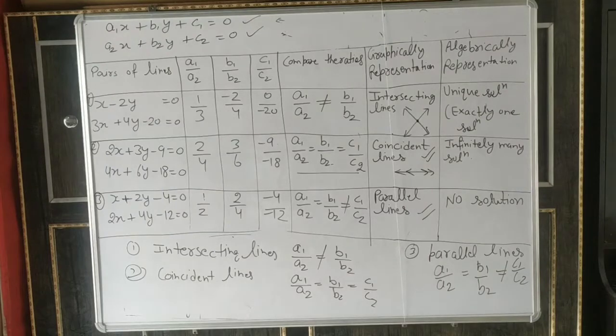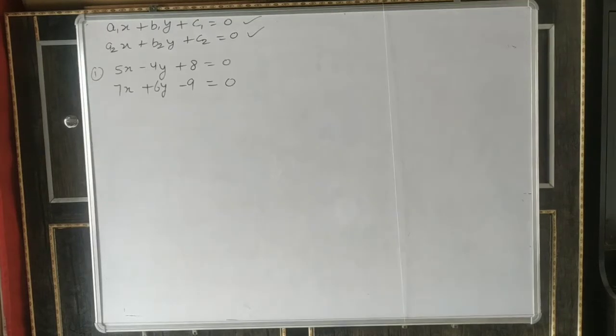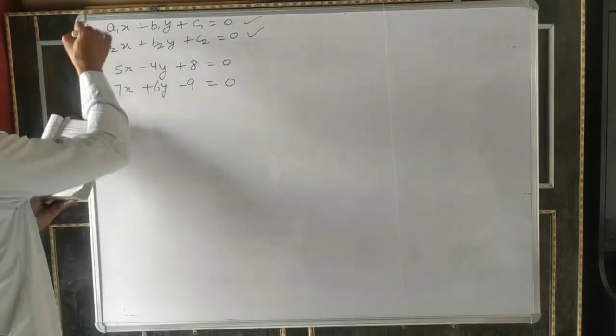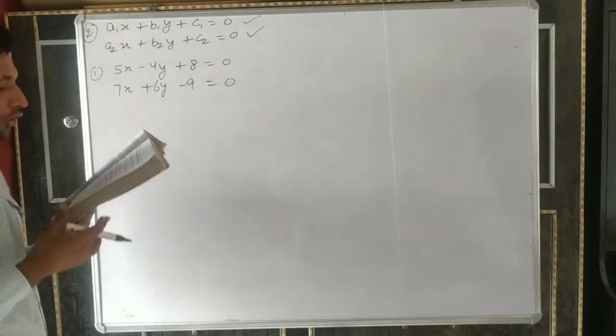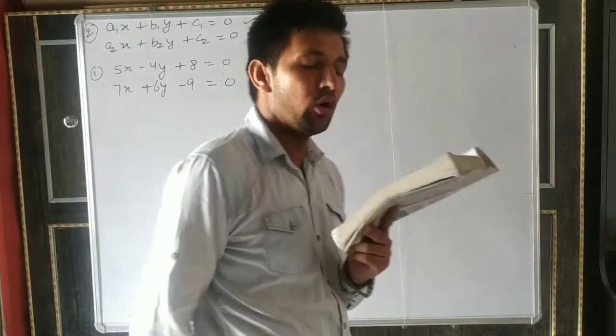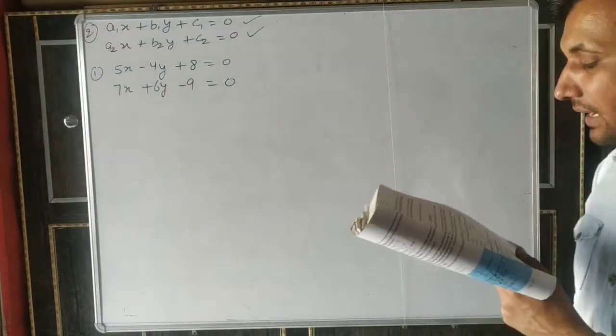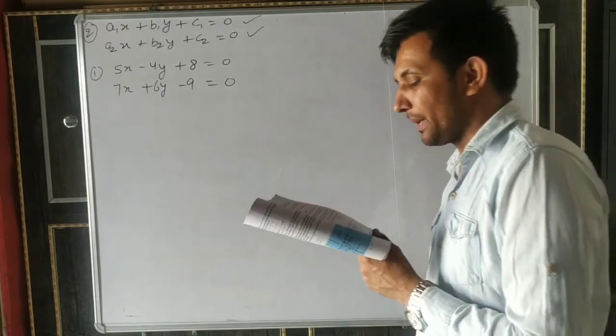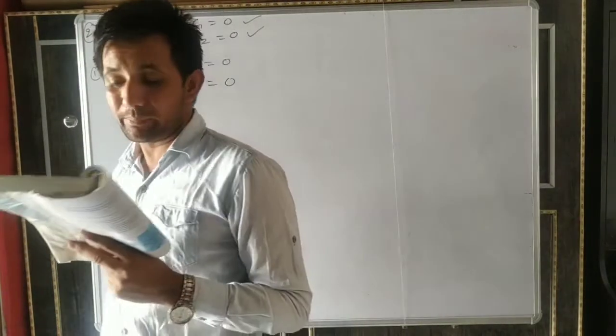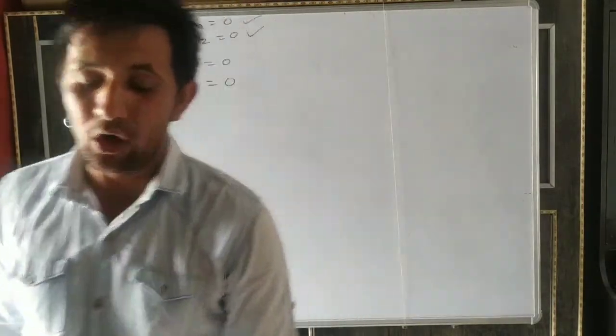It is very easy. Now look at the second question. Look at the board and note it down. This table is very important, dear. Now question number 2, first part. On comparing the ratios A1 by A2, B1 by B2, C1 by C2, find out whether the lines representing the following pairs are intersecting at a point, parallel or coincident.